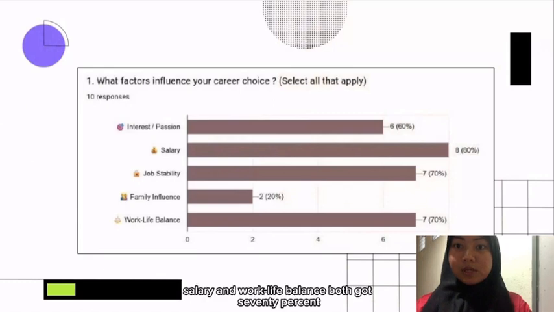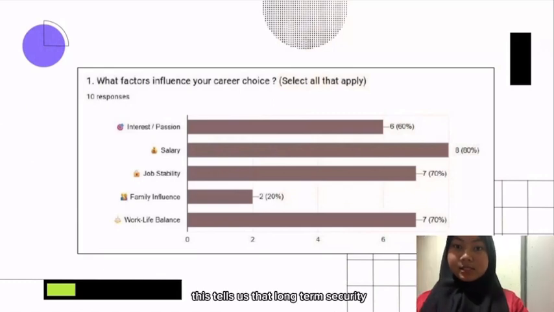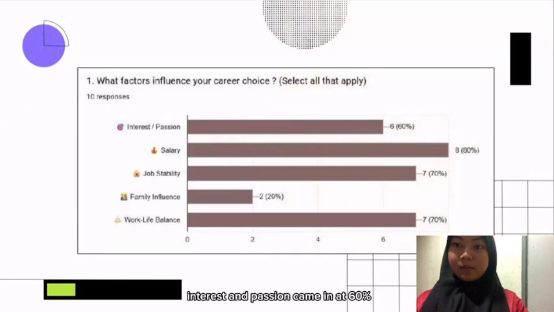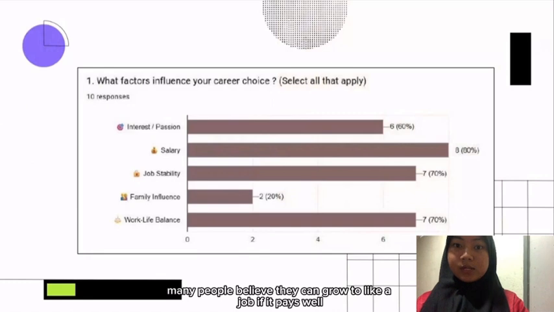Next, job stability and work-life balance both got 70%. This tells us that long-term security and avoiding burnout are just as important as pay. Interest and passion came in at 60%, still high but slightly lower. Many people believe they can grow to like a job if it pays well and is stable.